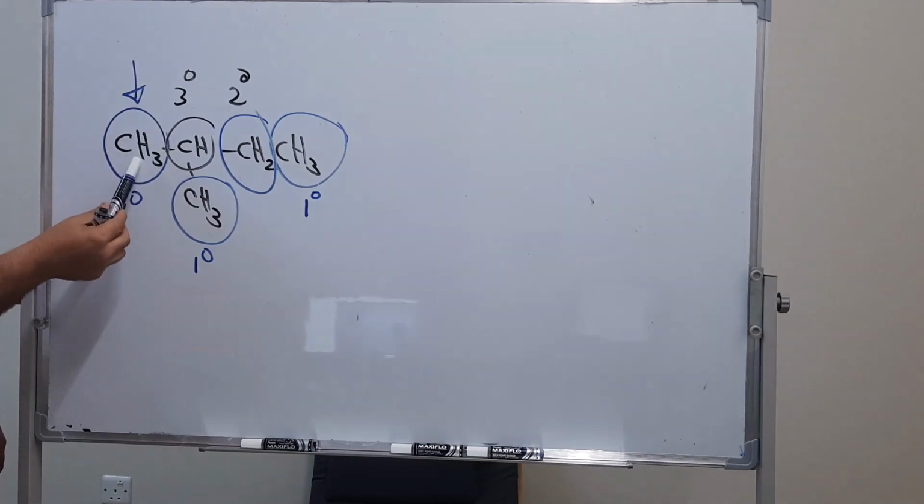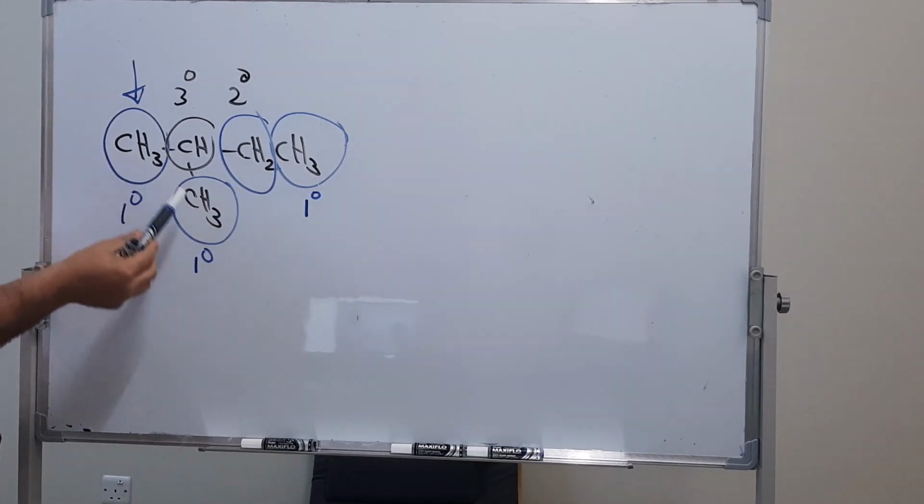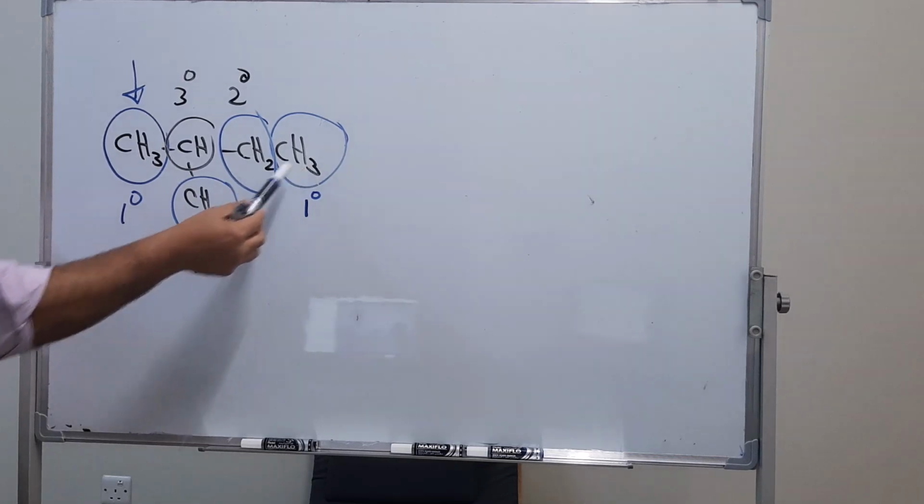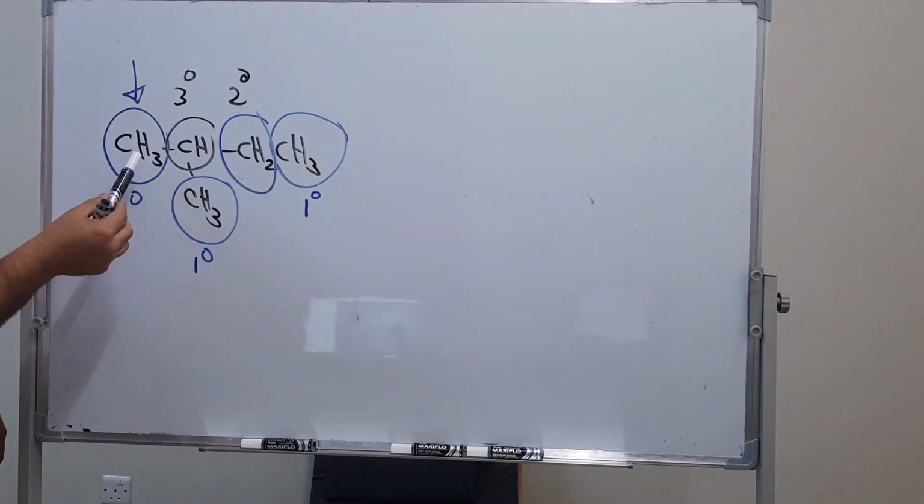So that means the 3 hydrogens here are primary. So we have 3 primary, 3 primary, 3 primary. The total is 9 primary.